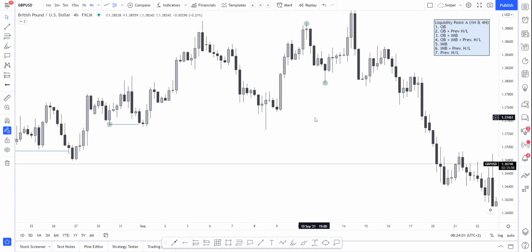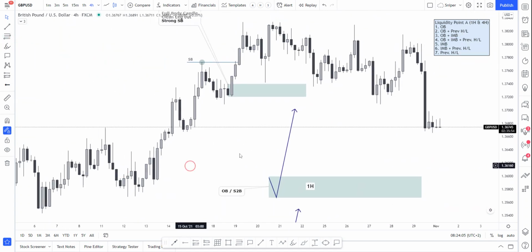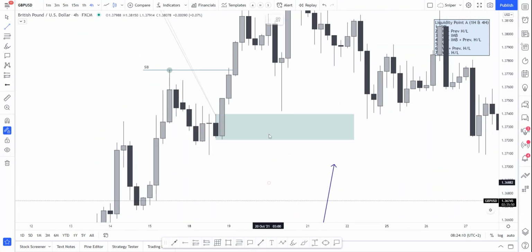And then imbalance is basically just the empty space after the clean leg out. So if we look at this example again, the imbalance that we refer to is this little space created between the wicks. So don't worry, we have a lot more teachings in Bootcamp 1 on this. So remember to watch that, and then definitely you'll be able to understand this a bit better.